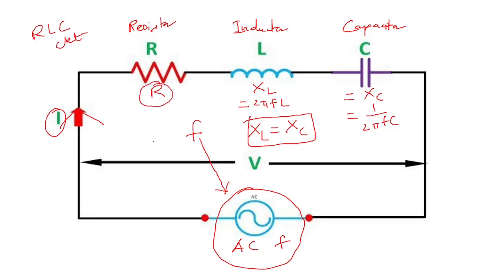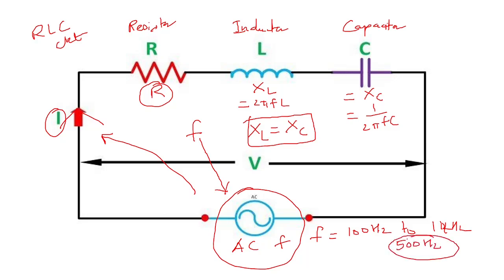And if resistance is there in the circuit, then the applied voltage will be in phase with the flowing current. So this is the condition of series resonance, and it takes place at a particular frequency of the source. Say, for example, this frequency we are going to vary from 100 hertz to 1 kilohertz. So we can design a system where the series resonance phenomenon happens at 500 hertz. So at a particular frequency this can happen.